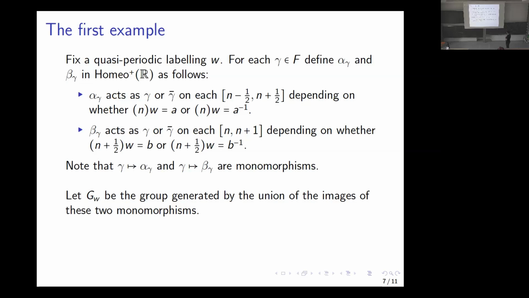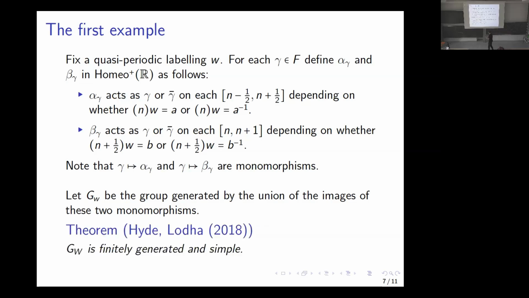Let GW be the group generated by the union of the images of these two monomorphisms. Okay. And the theorem, Yash and myself from 2018, is that GW is finitely generated and simple. This was the first example of a finitely generated simple right orderable group. Okay. Does no one have any more questions about that?